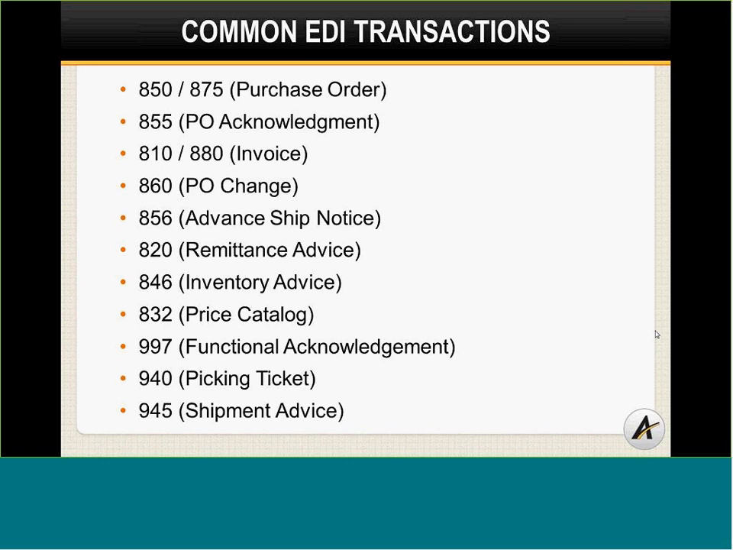855 is a PO acknowledgement. Not all companies require them, but effectively it's a line-level detailed acknowledgement that a customer may require that you send back to them to advise them on whether or not you can fill their order, meet their delivery time frames, etc. Next document's an 810. 880 is the format used for grocery, but this is an invoice transaction. 860 is a change. This is not used by all retailers.